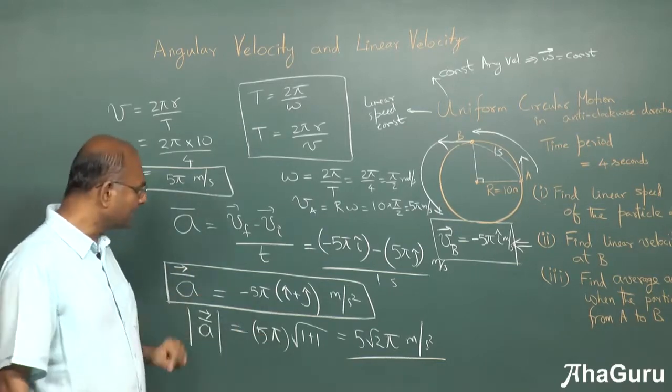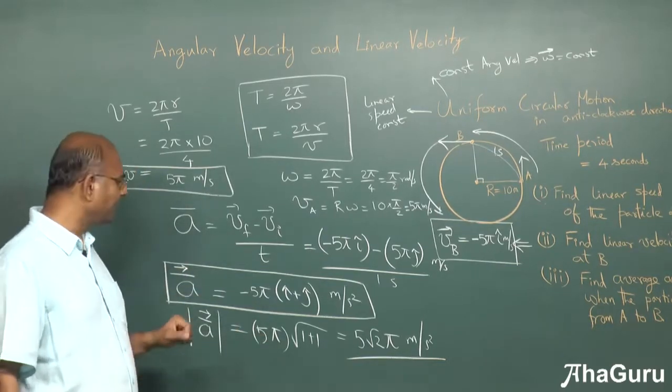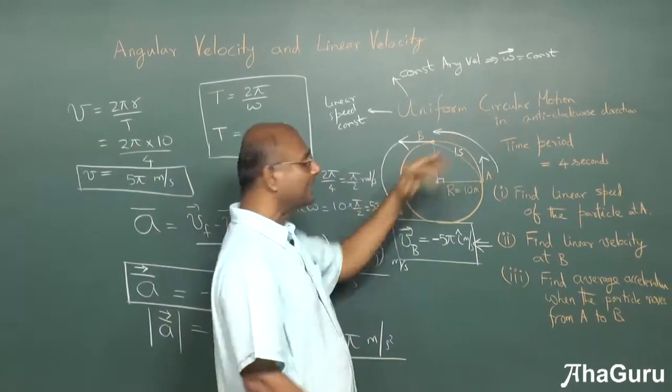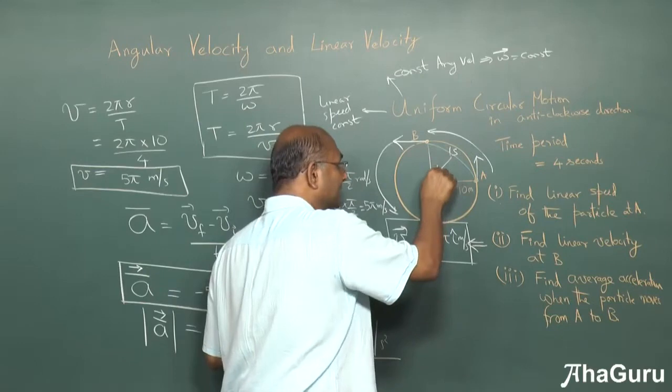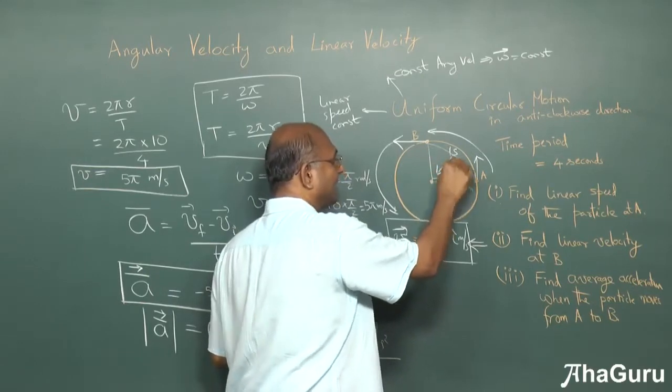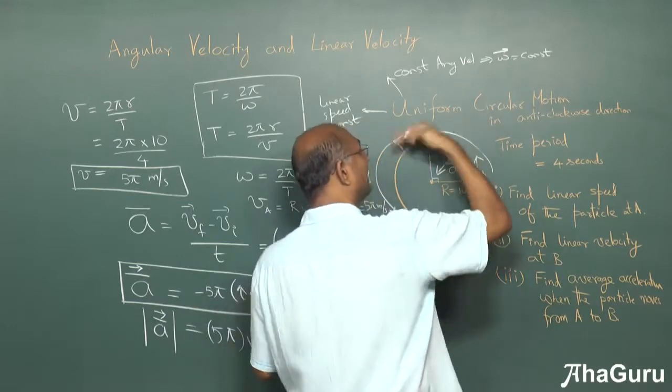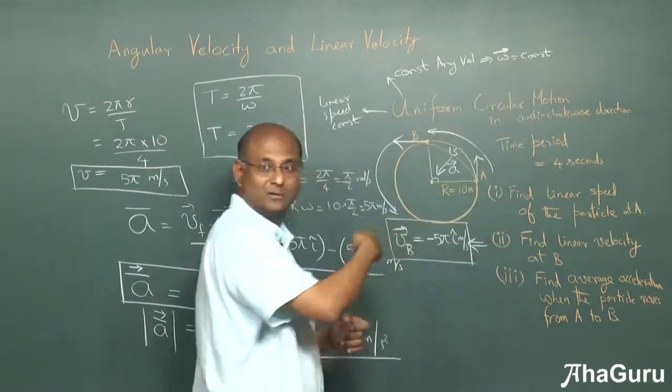Okay, let us think about this. Minus 5 pi i plus j. I plus j will look like that. The acceleration looks like this. This is the acceleration direction. But it makes sense, right? Because if somebody was going that way and you want to turn it this way, you have to pull it down.